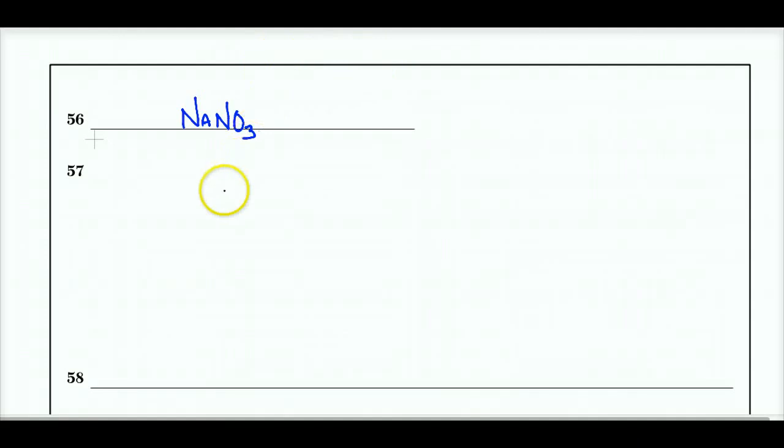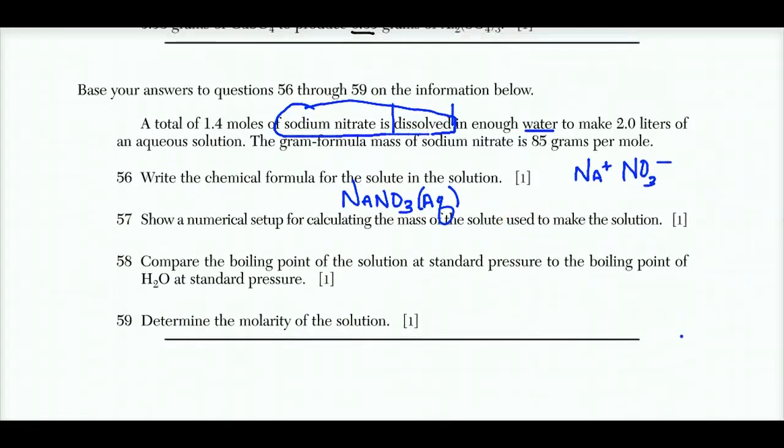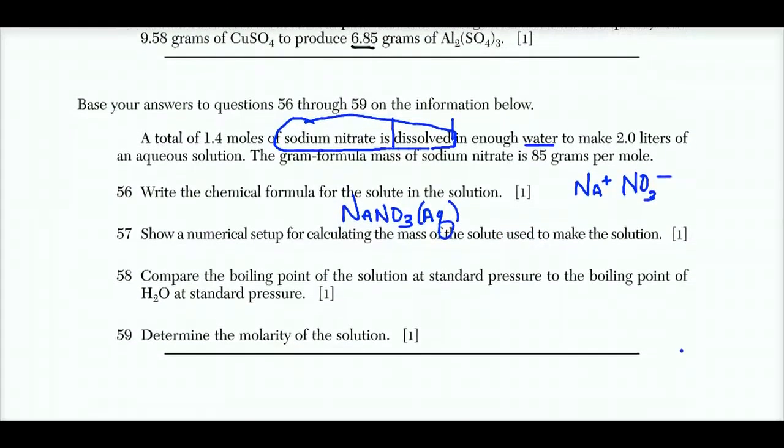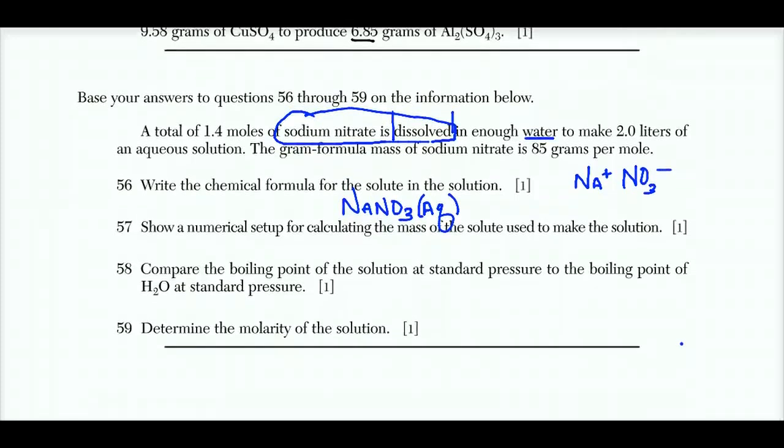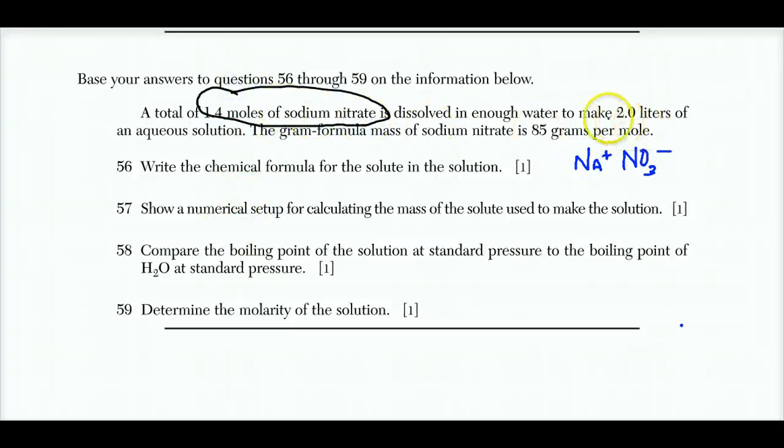Okay, moving forward to number 57. Number 57 wants to know the numerical setup for calculating the mass of the solute used to make the solution. So let's get some things out of the way here. We want to calculate the mass of the solute. So what do they give me here? Well, they're giving me 1.4 moles of sodium nitrate, and they're giving me 2 liters of the solution.